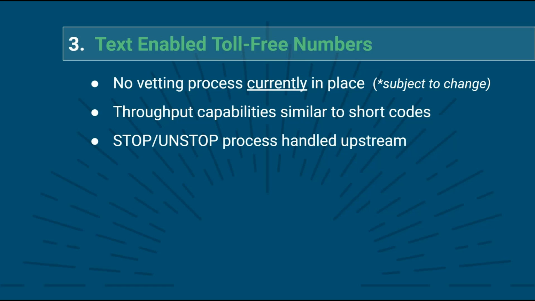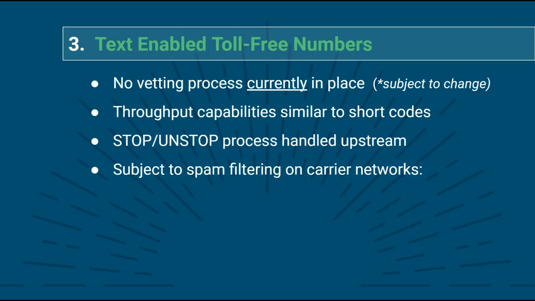Something that's different about toll-free numbers is that the stop and unstop process is actually handled upstream. So as you know, our system typically handles the stop opt-out process. When somebody texts in a stop command, our system will then opt that person out and send them a confirmation message. With toll-free numbers, that's handled outside of our system. So if somebody texts stop, they get a carrier-generated message that essentially confirms that they've opted out, and then it provides them instructions to opt back in by texting in unstop, and all that's handled outside of our system upstream. So it's just a little different.